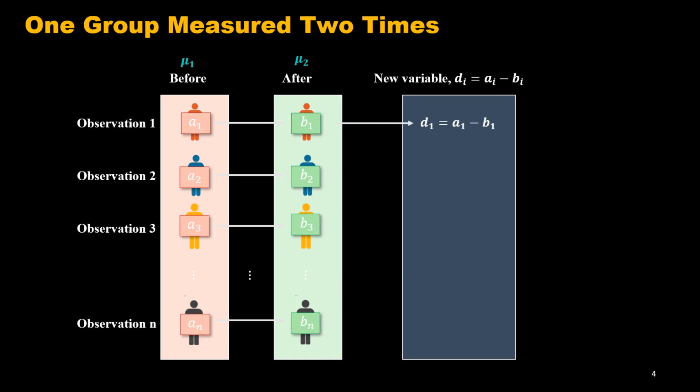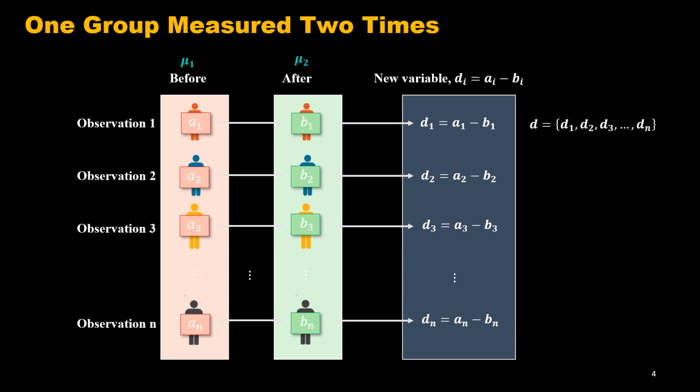Now, let me find d1. d1 is a1 minus b1. That is the first observation of before minus the first observation of after. You see a1 and b1 come from the same individual. Similarly, d2 is a2 minus b2. You can continue for each observation up to dn. So here I use before minus after, but you can use after minus before too. Either way works.